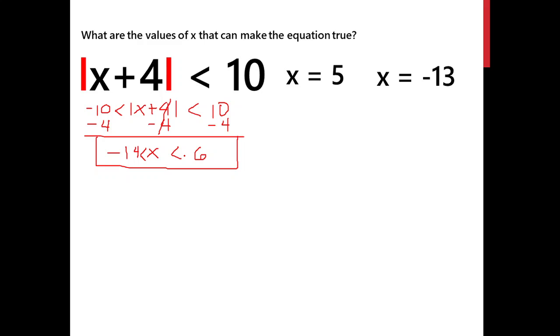So it means that any value less than 6 is a possible answer, which is 5. That is less than 6. And any value of x greater than negative 14 is a possible answer. That's why it's negative 13. Now let's try to locate that one in our number line.